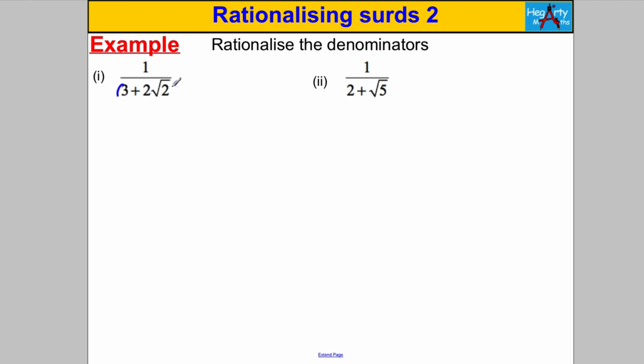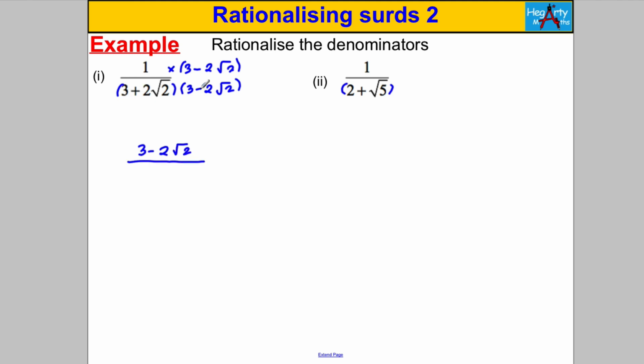Okay, I'm going to just put a bracket there and a bracket there to remind me of that. So I'm going to multiply top and bottom by 3 take away 2 root 2, and 3 take away 2 root 2 in this case. 1 times that just gives me 3 take away 2 root 2. No complication on the top at all.